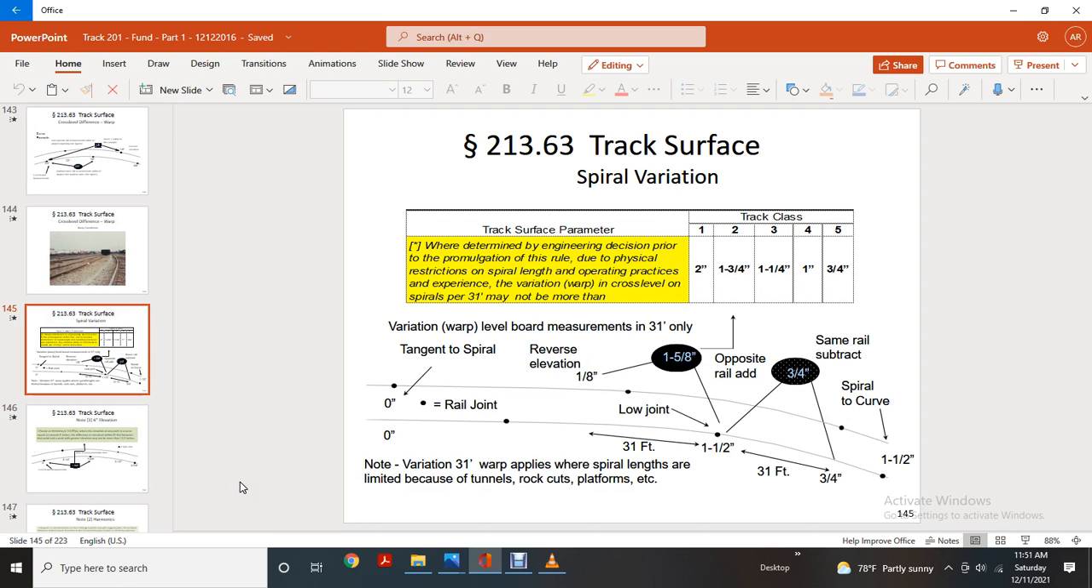Variation of warp cross level in spiral over 31 feet may not be more than 2 inches for class 1 track, 2 inches for class 2 track, 1.75 inch for class 3, 1.25 inch for class 4, 1 inch for class 5, and 3.25 inch. Variation of warp level board may be measured over 31 feet only. Tangent spiral 0 inches, rail equals the spot equals rail joint. Reverse elevation 1/8 of an inch, 1 5/8 of an inch, opposite rail end, 3/4 inch, same track, rail subject to spiral curve, 1 1/2 inch, 31 foot, 1 1/2 inch, 31 foot, 3/4 inch, no variation, 31 foot, warp applied, with the spiral lengths limited because of tunnels, rock cuts, platforms, etc.